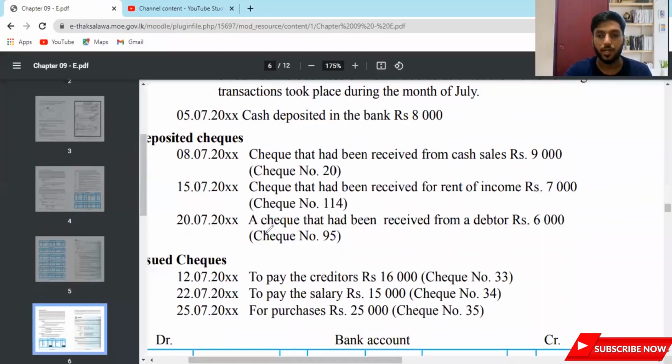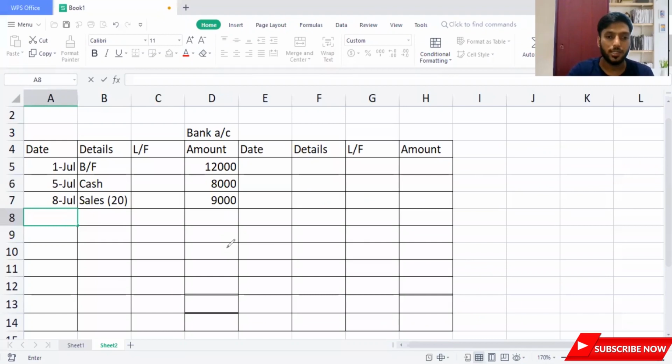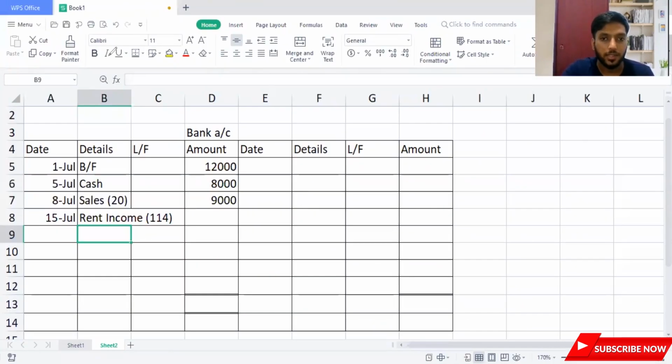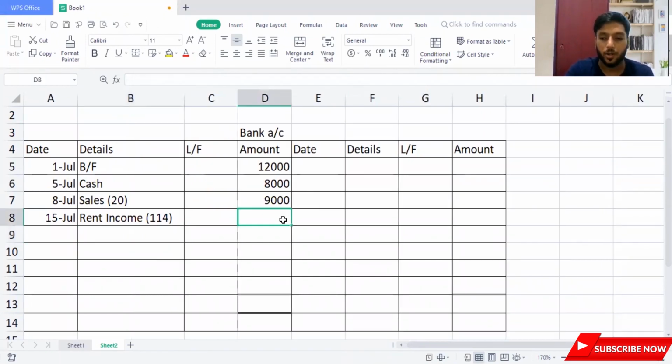A check had been received for rent income 7000. So 7000 was a check for rent income. You have received it. 15 July is the date, if I'm not mistaken, and it's rent income you have received. So it's better to always write rent income and write the check number. I can't remember. Let me have a look at that. Check number is 114 and the amount is 7000. So I'm going to write 114, and I'm going to write here 7000. Okay, so its value is 7000. I have recorded here 7000.